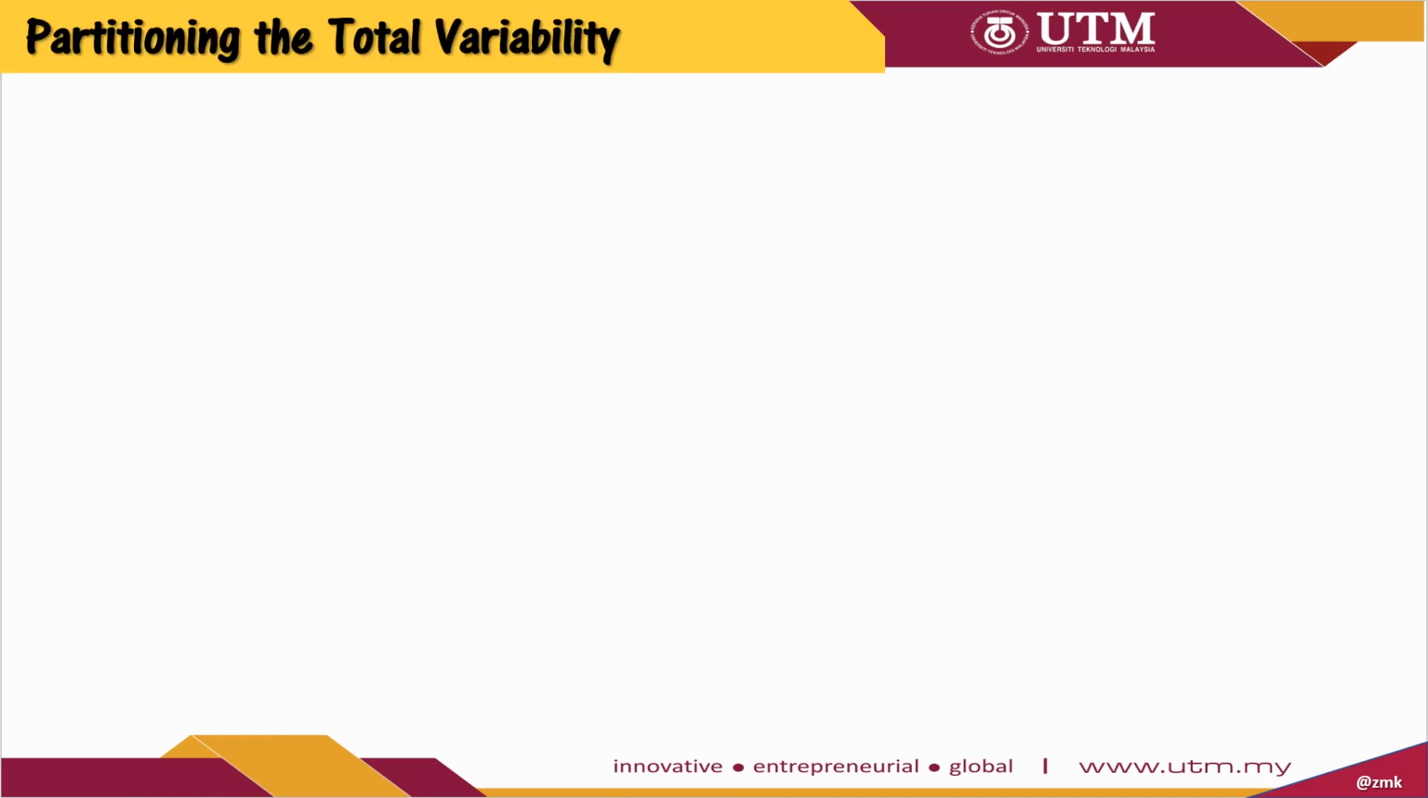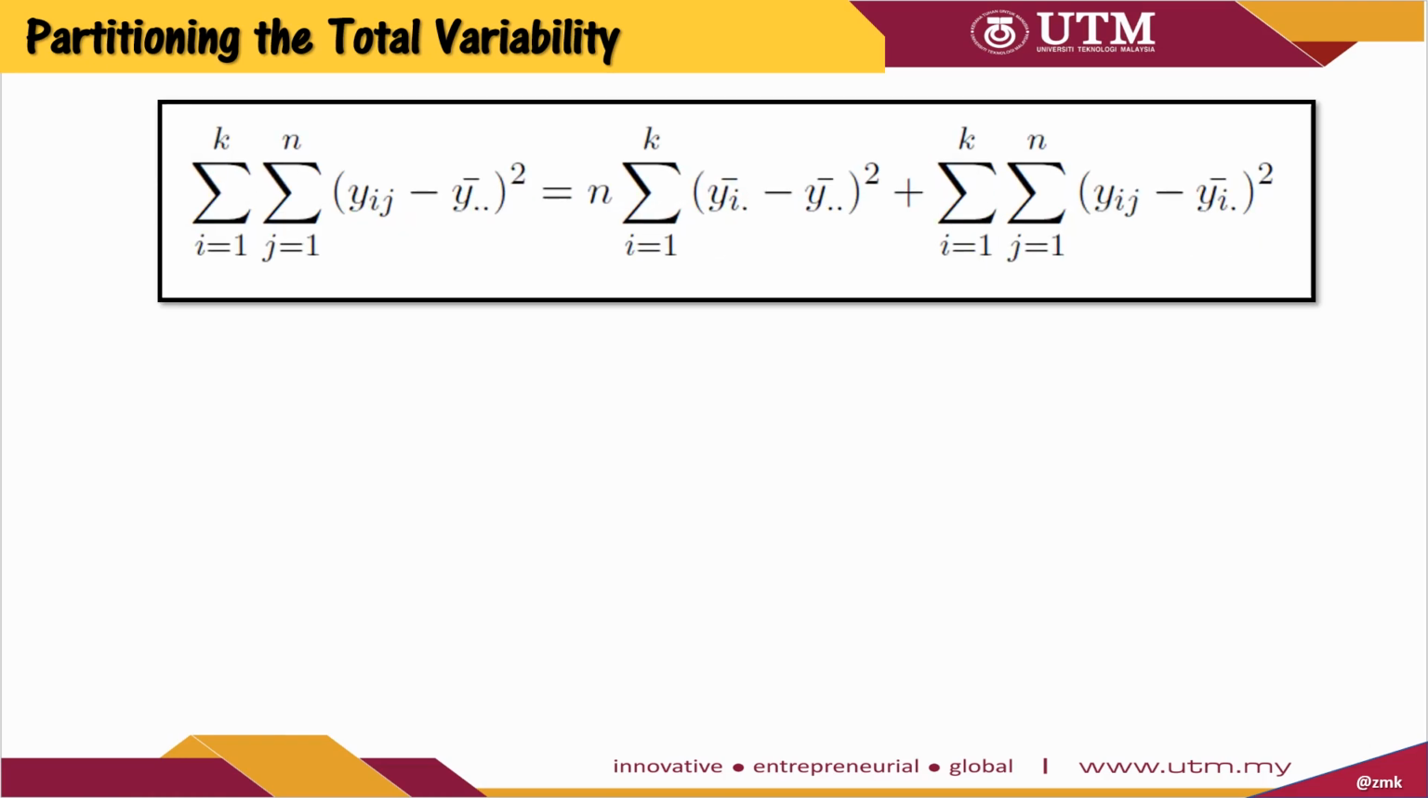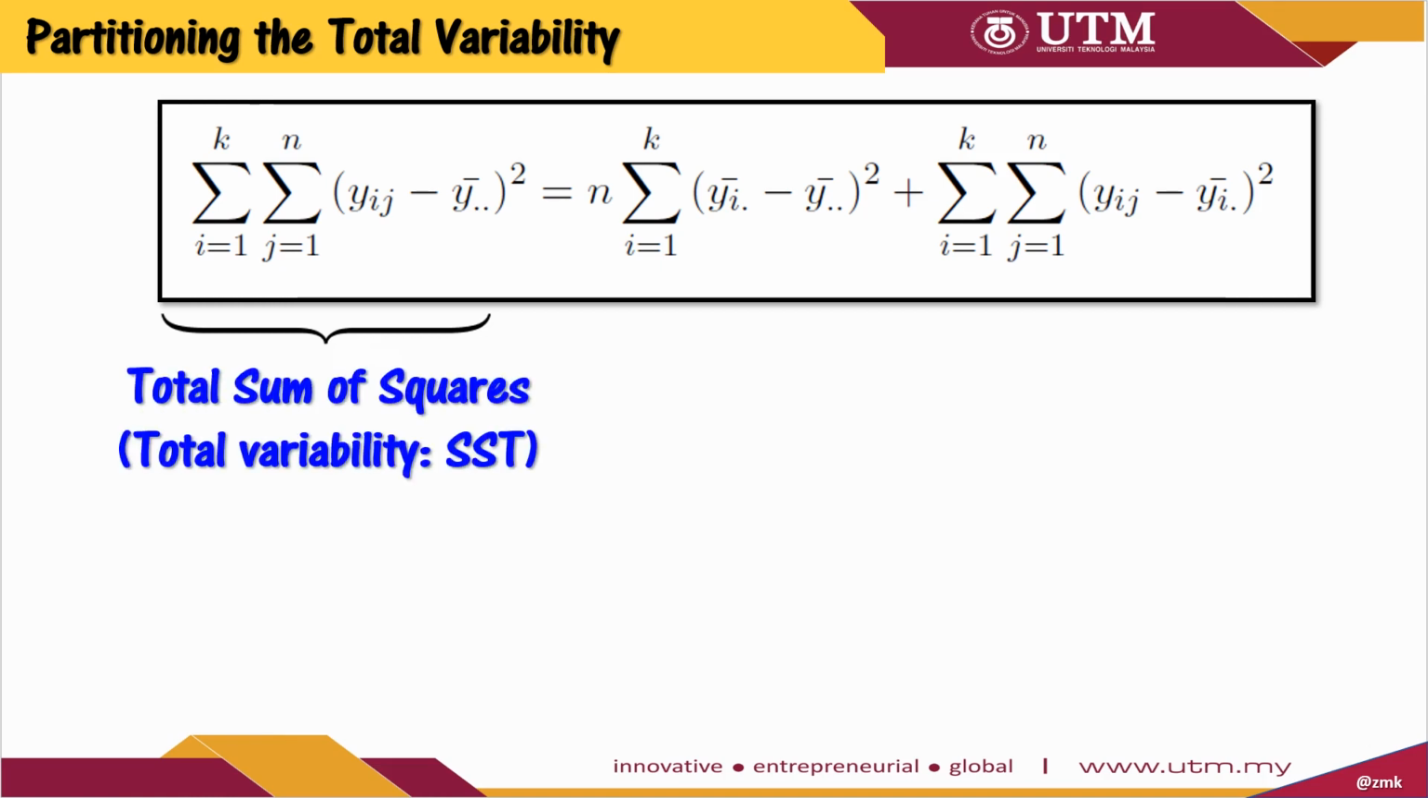To partition the total variability, we can start with partitioning the total sum of squares, which is the source of variation from the whole dataset, and can be expressed mathematically as the following equation. The main expression here is the sum of squared departures of individual observed values Yij from the estimated grand mean, and we call this the total sum of squares denoted by SST. The SST can be expressed or partitioned into two sums of squares.